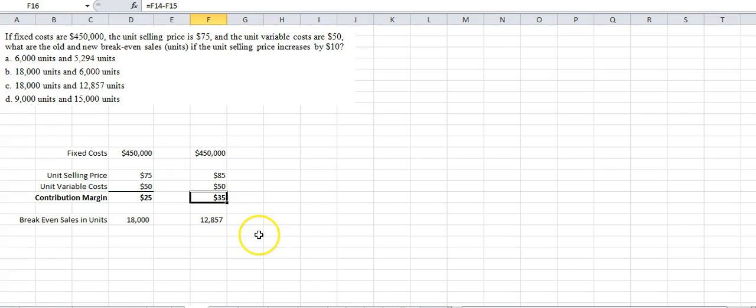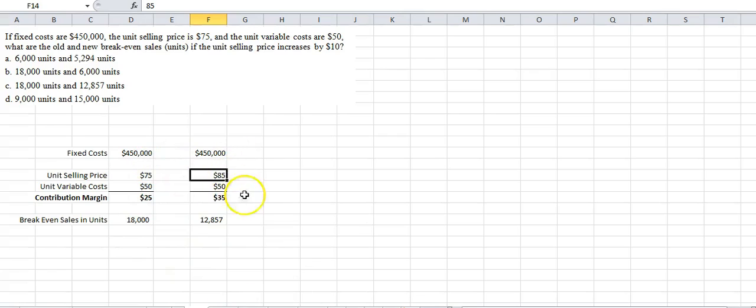But remember one thing. If you sell at $85 per unit, fewer people will be willing to buy it, right? Because it has a higher price. So then the question becomes, are you going to be able to sell more than 12,857 units? In other words, is the increase in price worth it for you? Because if the price causes the demand to decline so much, it might actually be harder to reach this break-even point under this scenario than under this scenario, because this has a higher price.